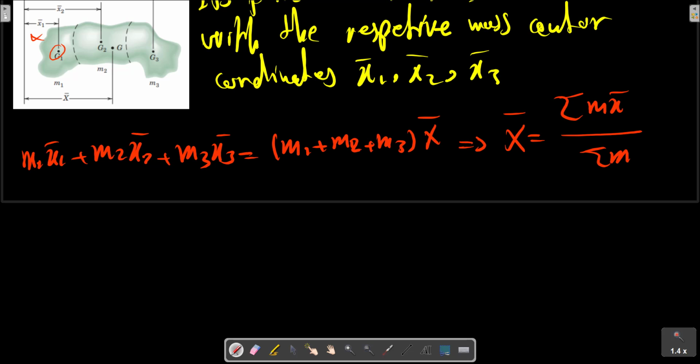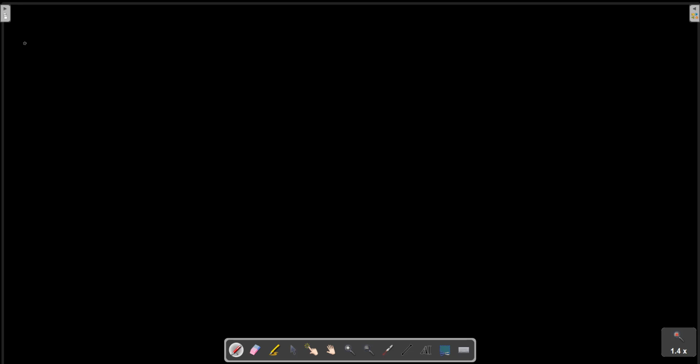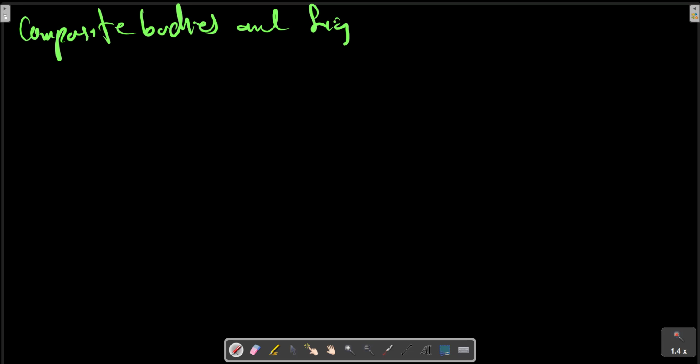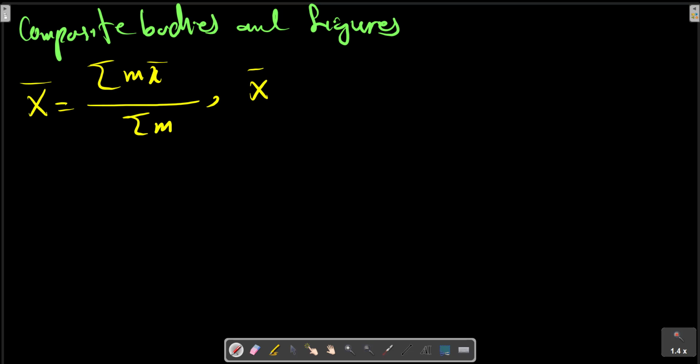We can write this for a body in three dimensions and for composite bodies and figures: x bar.